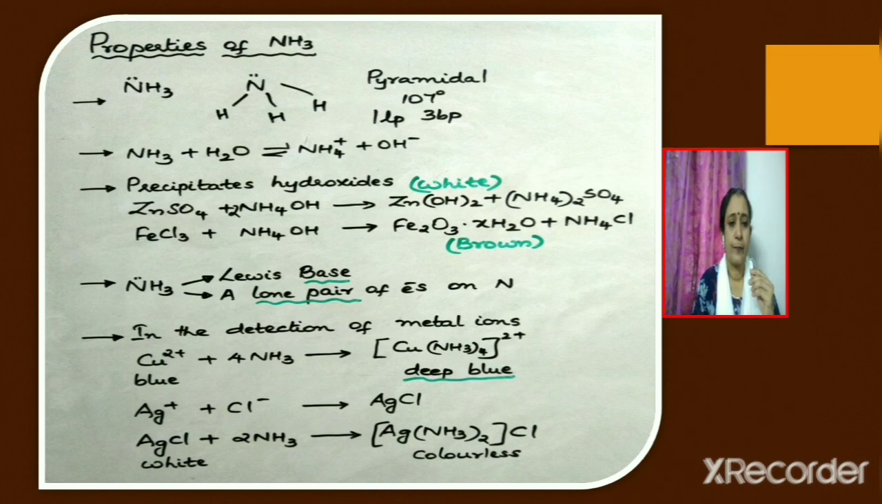Now another example, we know that chloride ion is detected by using dilute nitric acid and silver nitrate solution. So here in this case we get a white precipitate of silver chloride. When ammonia solution is added to silver chloride, it becomes soluble and it is due to the formation of a complex ion. Here again it is [Ag(NH3)2]Cl. So due to the formation of an amine complex, it becomes colorless.